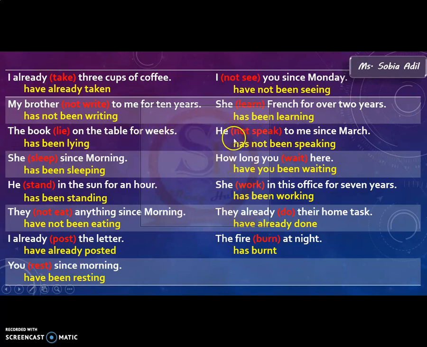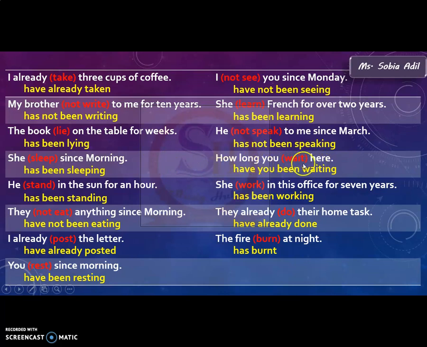The sixth one is, he not speak to me since March. Again, the time period is mentioned here, you need to convert this one into present perfect continuous tense. He has not been speaking, cut this one, not speak, and write here, has not been speaking to me since March. She sleeps since morning. Again, time period mentioned here. You have to cut sleep and write here, she has been sleeping since morning.